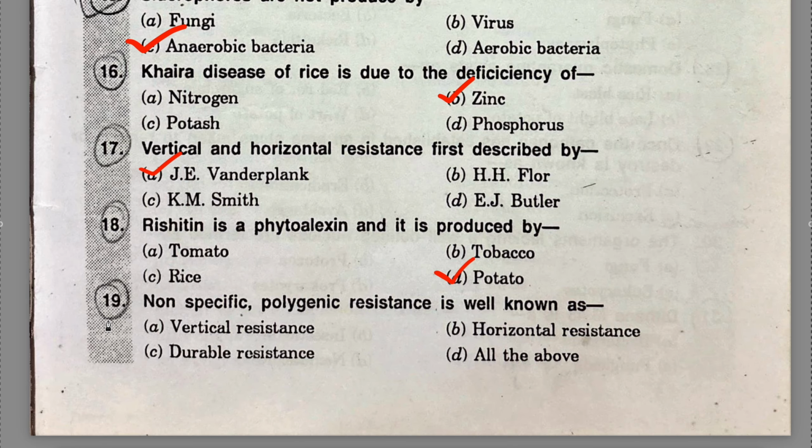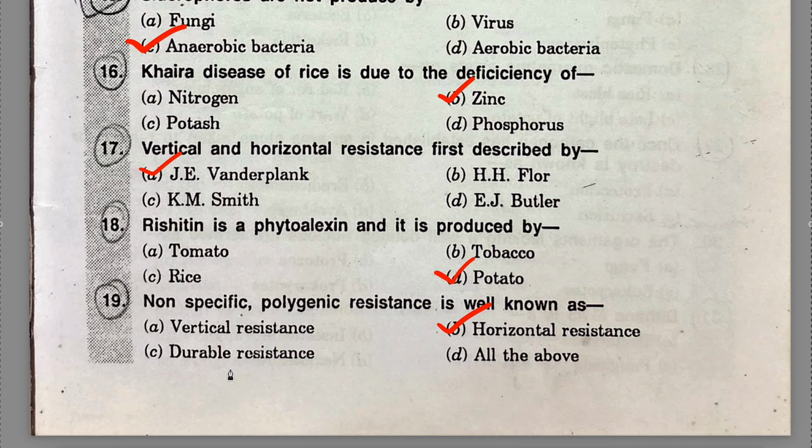Question number 19. Non-specific polygenic resistance is well known as option A, vertical resistance, option B, horizontal resistance, option C, durable resistance, or all the above. The answer is horizontal resistance.